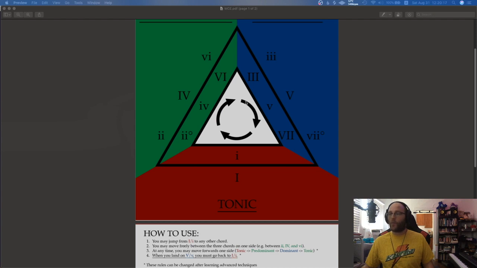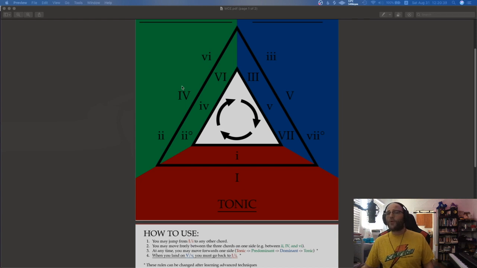Again, with these forwards rotations. So once we go from 1 to 4, we can't go back to 1. Once we go from 1 to 3, we can't go back to 1. And we can't move back to 2, 4, or 6. That refers to this rule number 3.